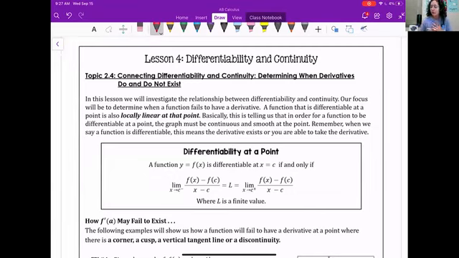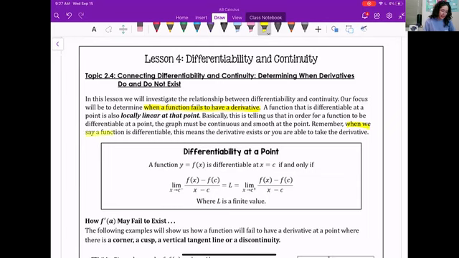It says, in this lesson, we're going to investigate the relationship between continuity and differentiability. Our focus will be to determine when a function fails to have a derivative. Okay, a function that is differentiable at a point is also locally linear at that point. Basically, that tells us that in order for a function to be differentiable, it must be continuous and smooth at that point.